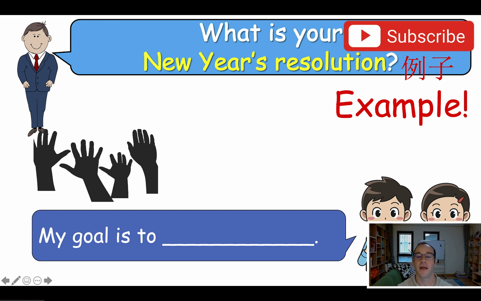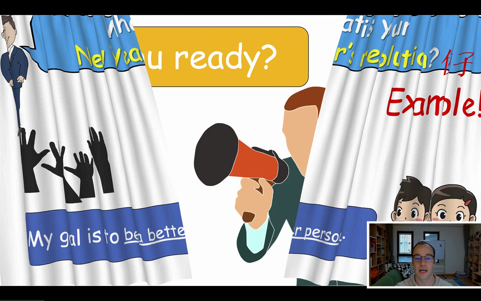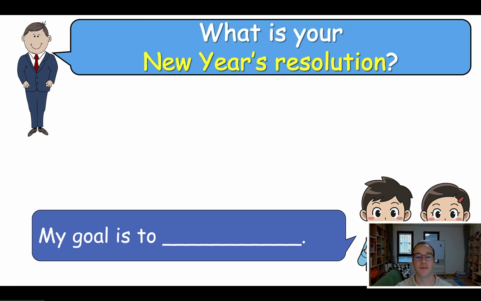And then when the students get it correct, you can give them points, show the answer there, and then the whole class says, what is your New Year's resolution? And the two students at the front should say, my goal is to be a better person. Okay? And then, are you ready? And then we get into it, really play, okay?